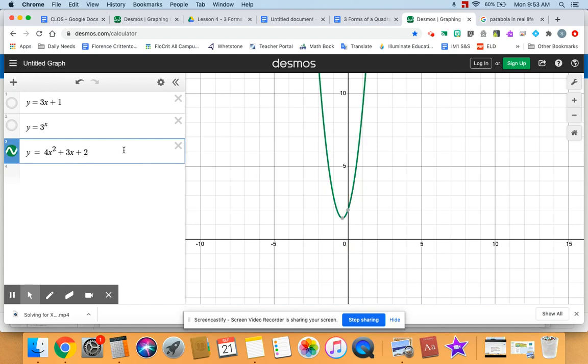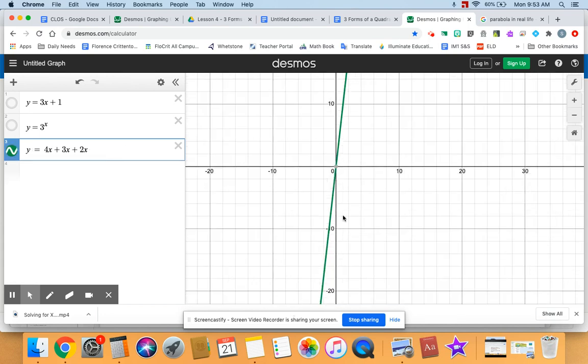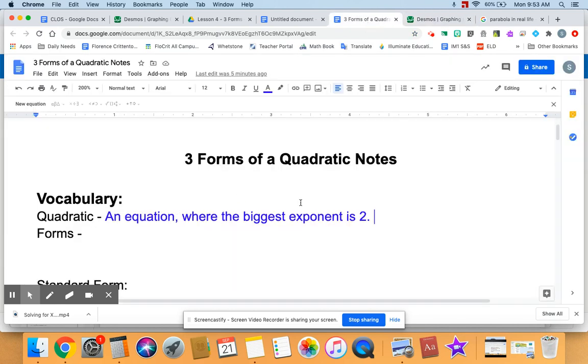The problem is let's say I put an exponent on it like a 3. It's not a U shape anymore. So if the exponent is bigger than 2, it's not a quadratic. If it's less than 2, if there's no squared there and it's just an x, it's not a quadratic either. It's just a linear, it becomes a straight line. So the rule is where the biggest exponent is a 2. It can't be a 1, it can't be a 3, it has to have an x squared in it.